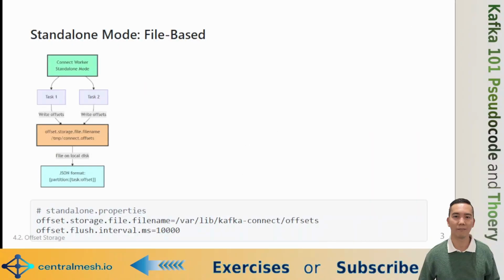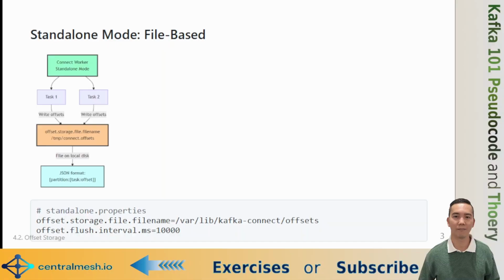Now let's see how offset storage works in standalone mode. In this diagram, we have a single Connect worker running in standalone mode. That worker may be running multiple tasks, but all of those tasks write their offset into the same local file on the machine. You can see both task 1 and task 2 writing their progress into a single file specified by the offset.storage.file.filename property. Inside that file, Connect stores offset information in JSON format.